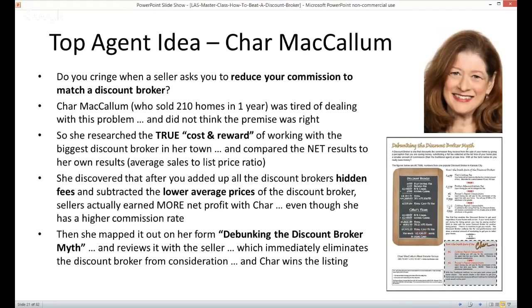And she mapped it out on her own form, and she labeled it Debunking the Discount Broker Myth. What a great title, right? Debunking the Discount Broker Myth. And she reviews this document with the seller if they bring up any of these commission objections and this idea of working with a discount broker. And it immediately eliminates the discount broker from consideration because now they have the facts. And now Shar is going to win the listing.